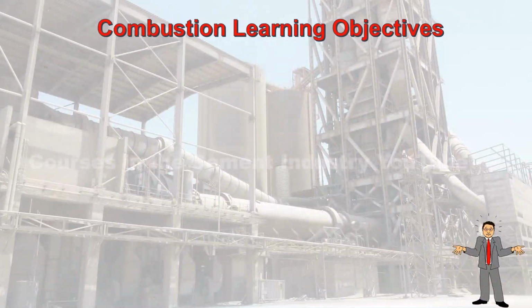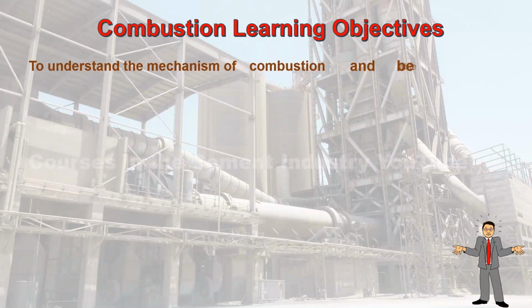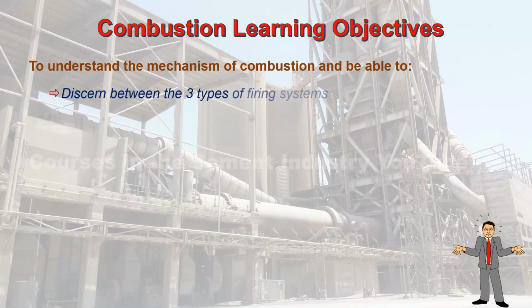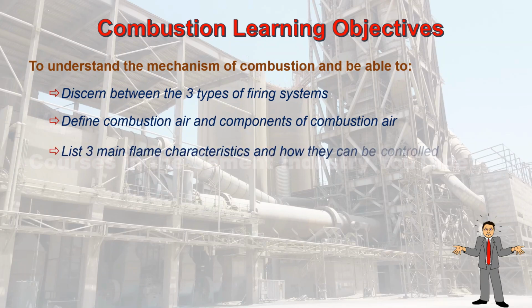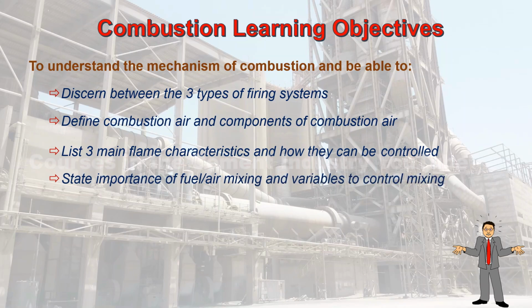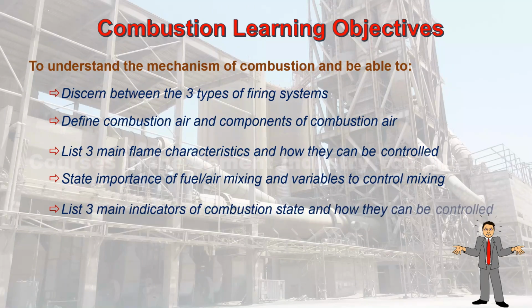Combustion learning objectives. To understand the mechanism of combustion, and be able to: 1. Discern between the three types of firing systems. 2. Define combustion air, and components of combustion air. 3. List three main flame characteristics, and how they can be controlled. 4. State importance of fuel and air mixing, and variables to control mixing. 5. List three main indicators of combustion state, and how they can be controlled. 6. State the main goal in combustion control.